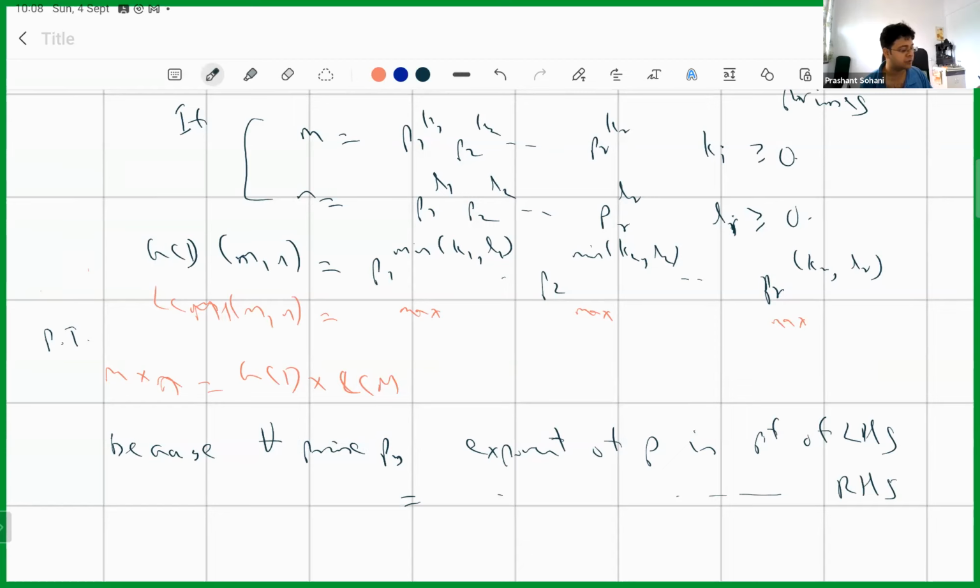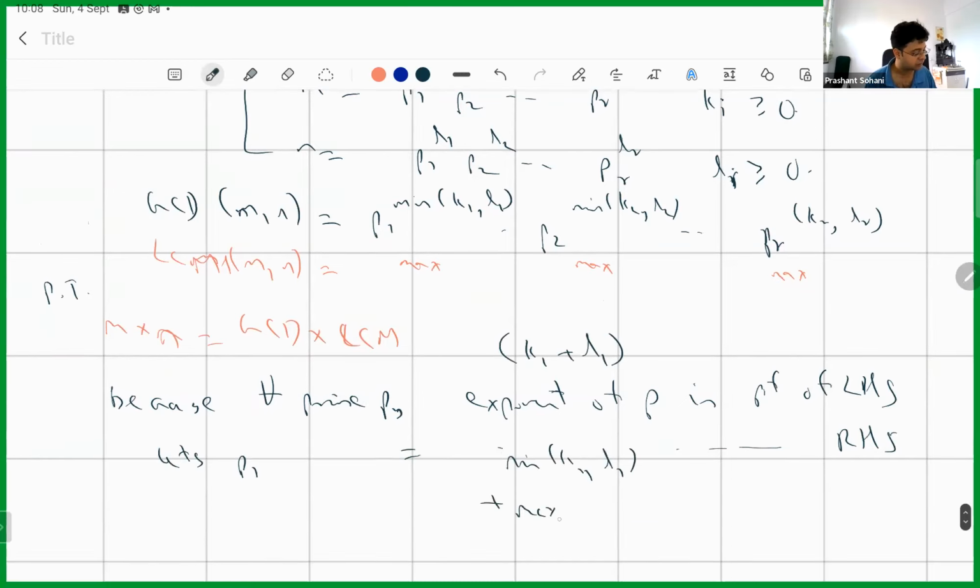But if P is one of the prime numbers, let's say the first prime P1, what is the exponent of P1 on the LHS? Because it is m times n, the exponent on the LHS will be simply K1 plus L1. And on the RHS, it will be the min of K1, L1 plus the max of K1, L1.